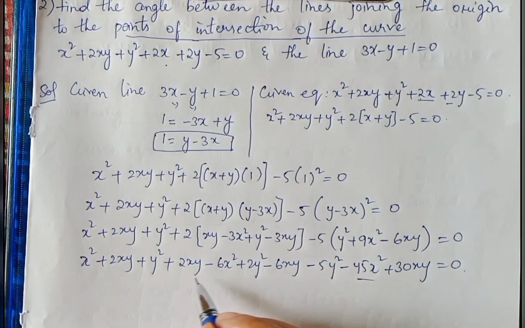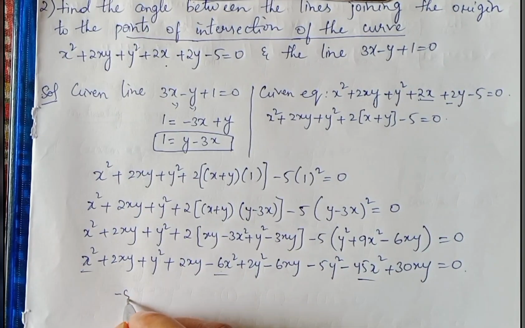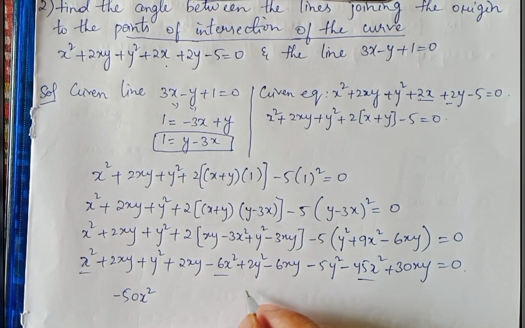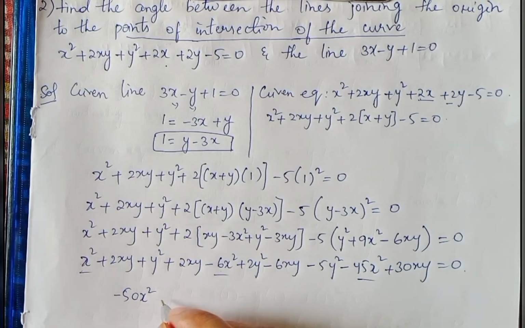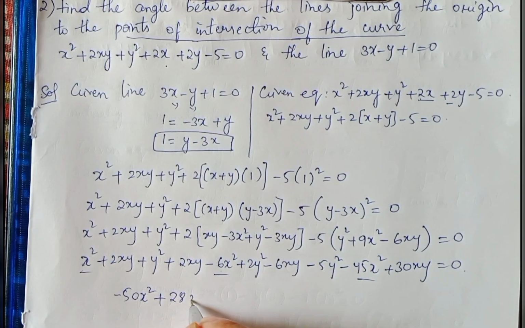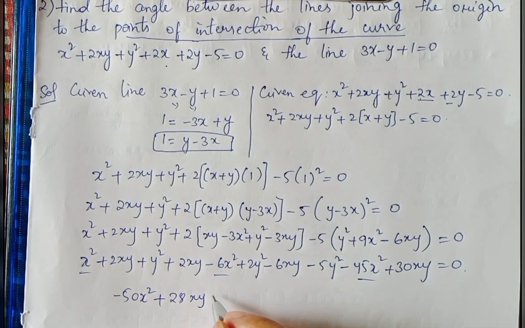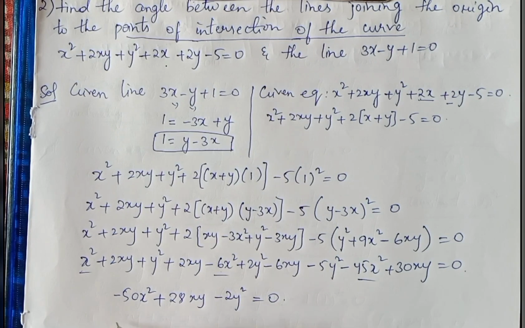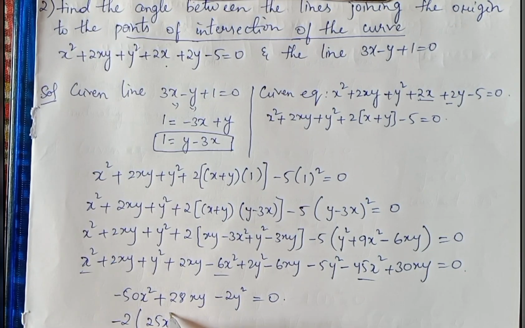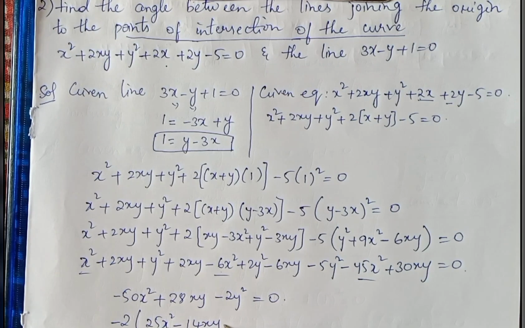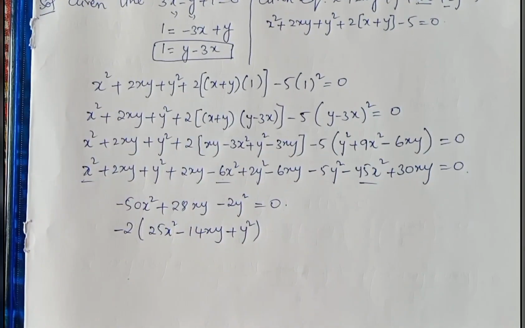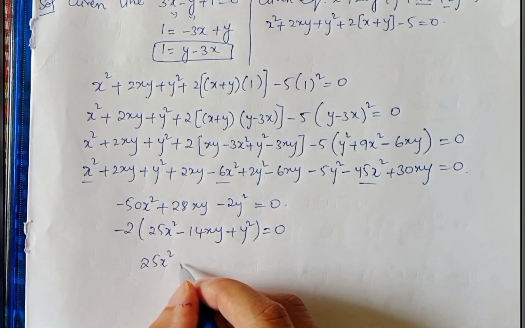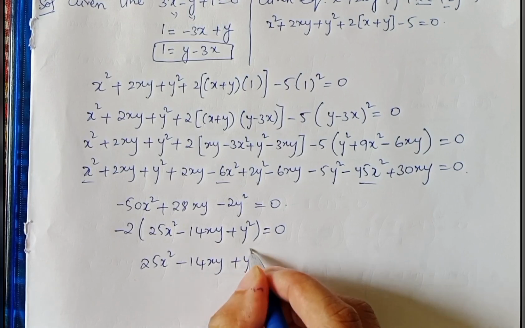Now simplifying the x square term, it is minus 50x square, and for the xy term it will be plus 28xy, and for the y square term minus 2y square equals 0. Taking minus 2 common, it is 25x square minus 14xy plus y square equal to 0. So our equation is 25x square minus 14xy plus y square equals 0.